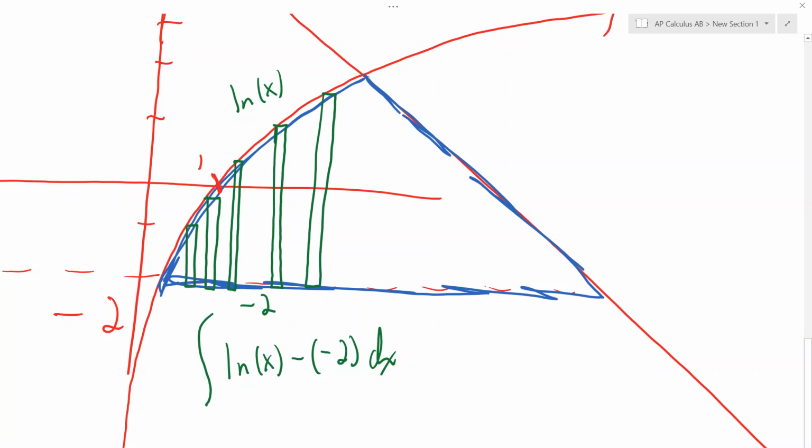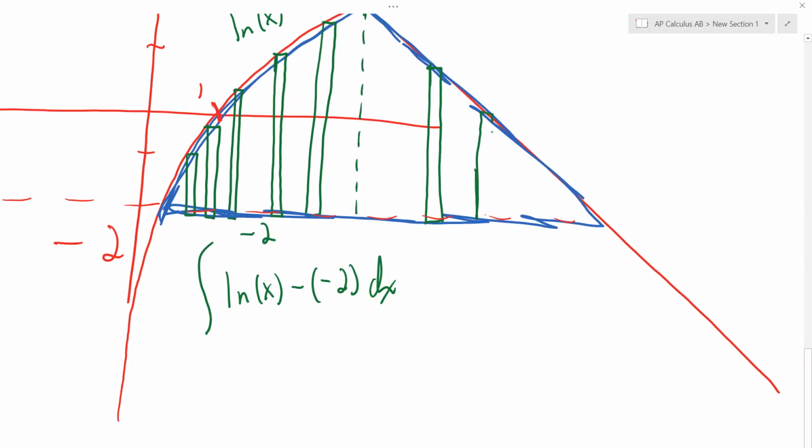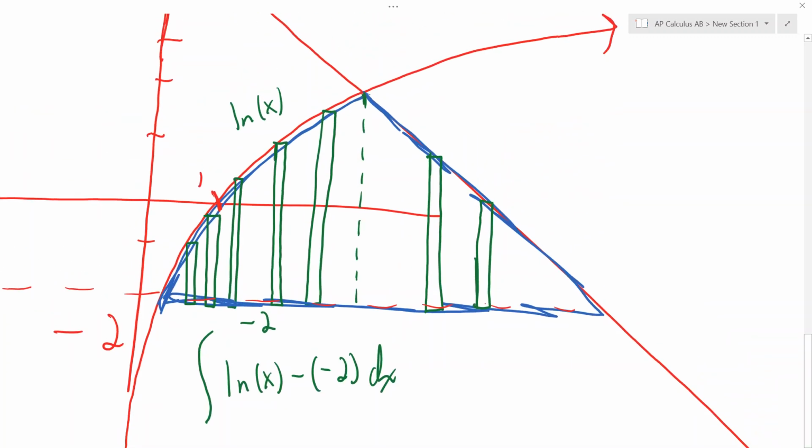But look what happens in the middle. And this is something you always got to check. What happens once I cross this point? Now these rectangles are defined by what function on top? 5 minus x. And the bottom is still negative 2. Does that make sense? So what we're really doing there is kind of finding the area of two different shapes that are just touching each other, which means we need two integrals.